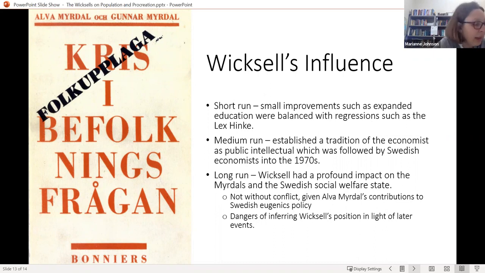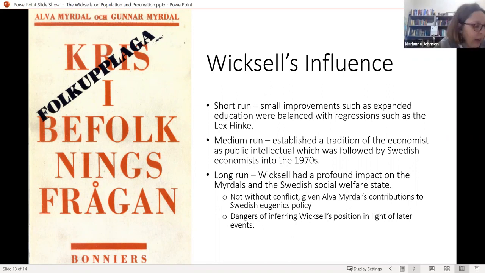This book was the manifesto of the Swedish welfare state. It's a founding document of the welfare state, right? So it holds a very important point in Swedish history. And even though its recommendations differ from Wicksell, right, it really grows out of the Wicksellian population tradition.